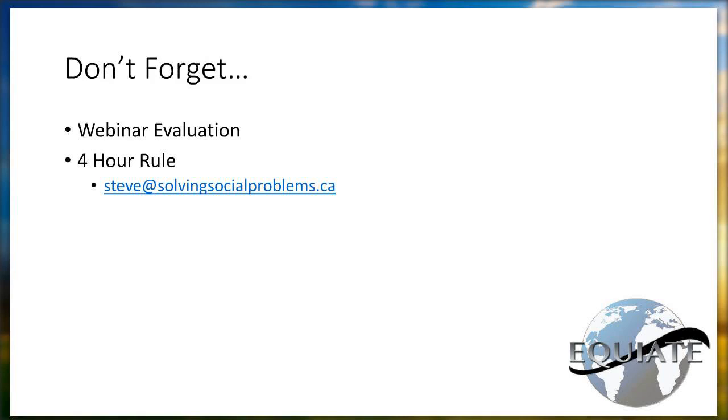I also want to mention, if this is your first time with Equiate, we have what we call our four-hour rule. And Google, once upon a time, I think they still do, had a 20% rule where their engineers and people were free to spend 20% of their time on whatever they wished. And that autonomy and ability to innovate and be creative, that's where Gmail came from. It wasn't a project that management created. It was engineers and their free time that they were given had the ability to create something new.